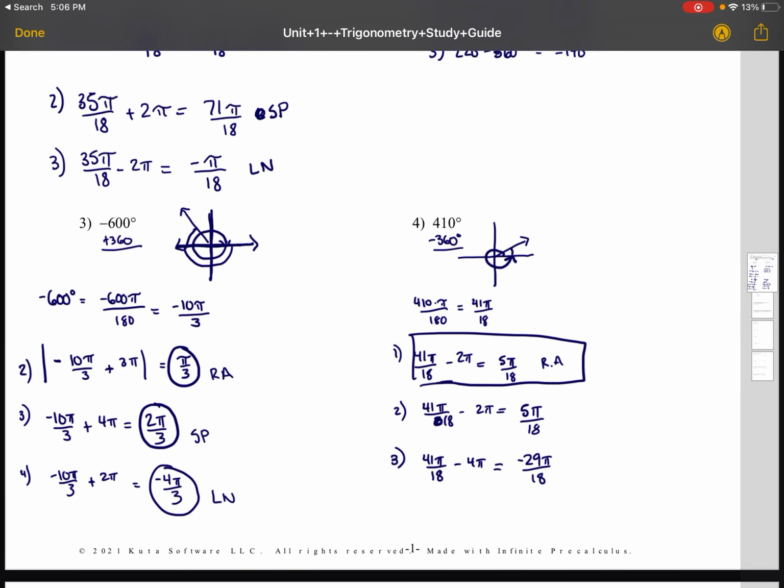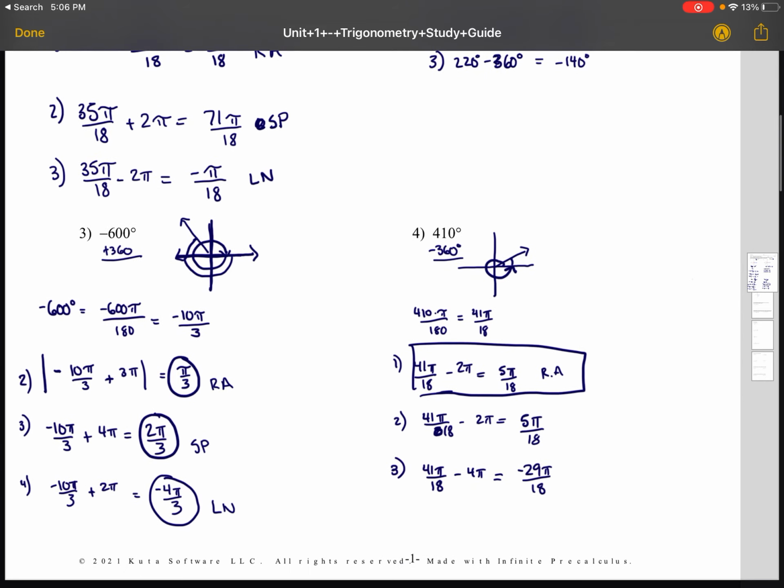All right, so that is us converting angles and finding coterminal angles. That seems like a good stopping point for this video. We'll make a second one for the other part.